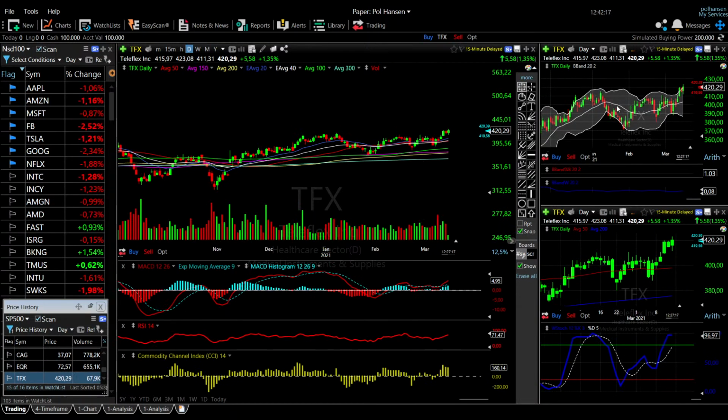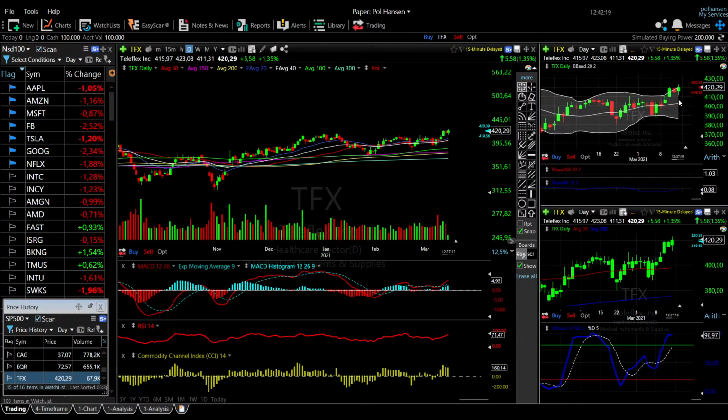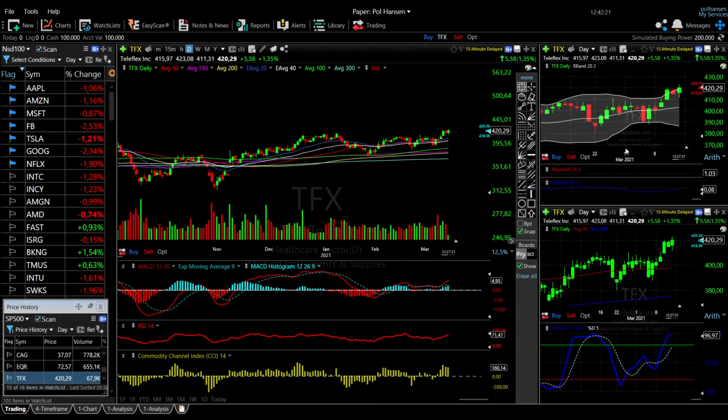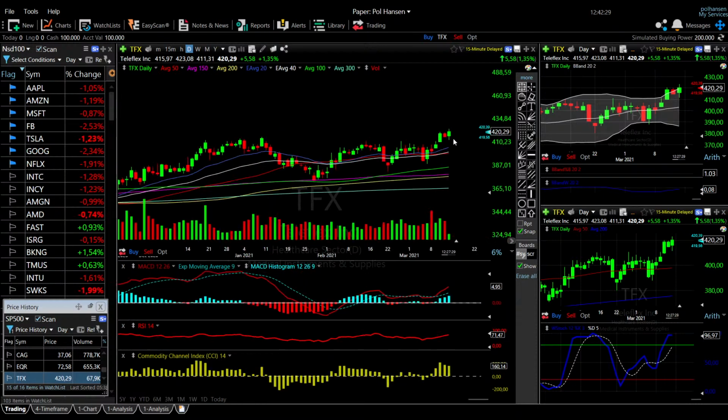TFX, sorry. So yes, this is a candidate. For example, we are outside of the Bollinger Band here, and we are at 71, significantly overstretched, overbought, and therefore most likely it is going to pull back towards the middle of the Bollinger Band at some point. So this could be, for example, something to look at.